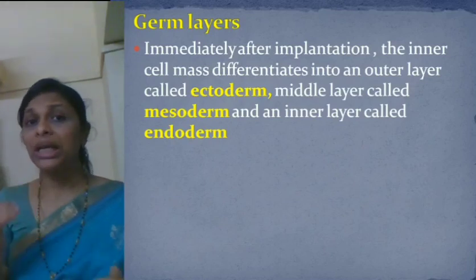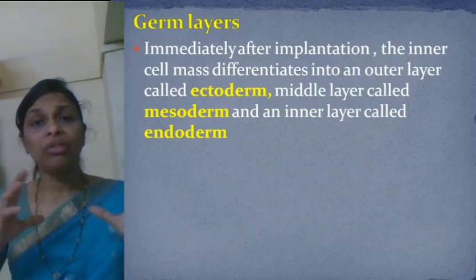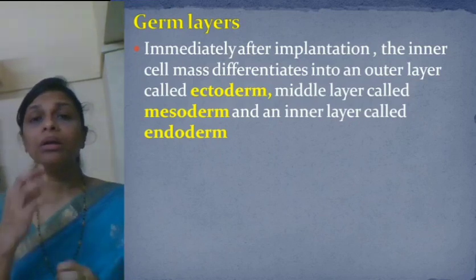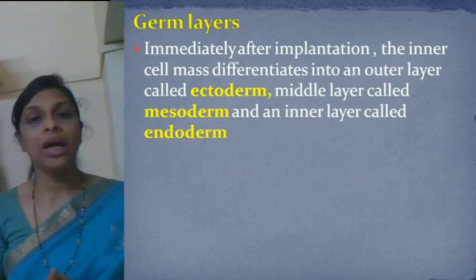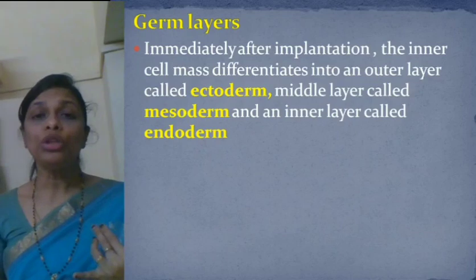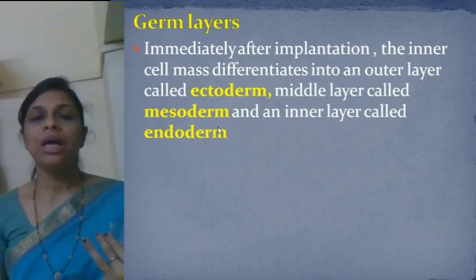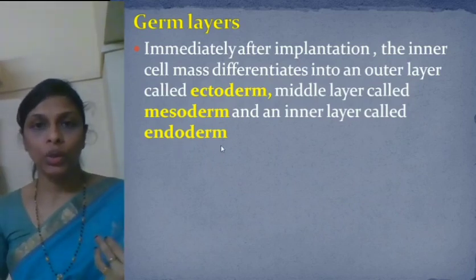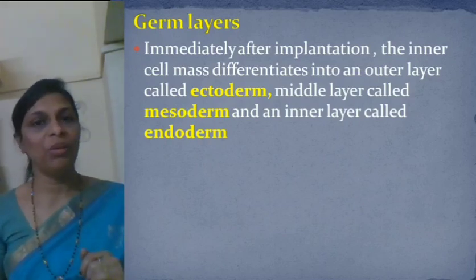The blastocoel gets reduced and more cells will be formed, and these cells start differentiating into different layers, and these layers which are formed by the division and differentiation of the inner cell mass are called the germ layers. There are three different germ layers. The outermost layer is called the ectoderm, the middle layer is called the mesoderm, and the inner layer is called the endoderm. So which are the three germ layers? Ectoderm, mesoderm and endoderm. This we have already studied in first year. Hope you remember that. Okay.